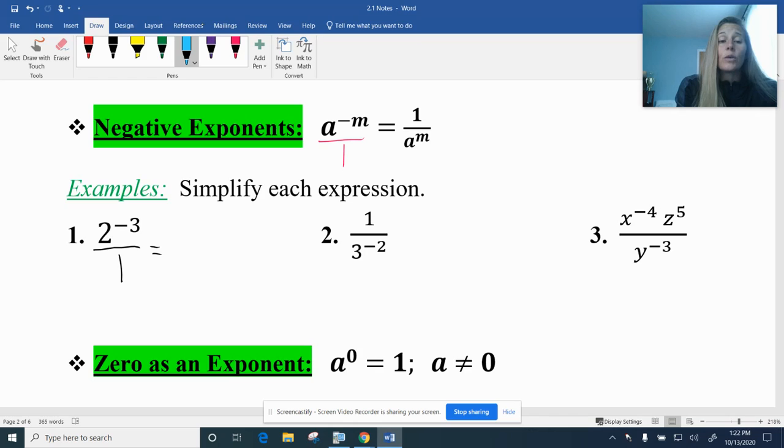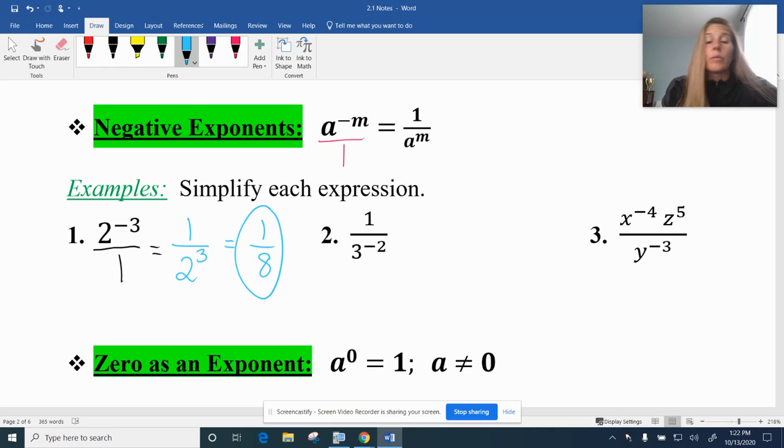And since this 2 has a negative exponent, if I rewrite my 2 on the opposite side of the fraction bar, I can then make that exponent become positive. And if it is something that you can calculate out, then you would do so. So this would become 1/8.